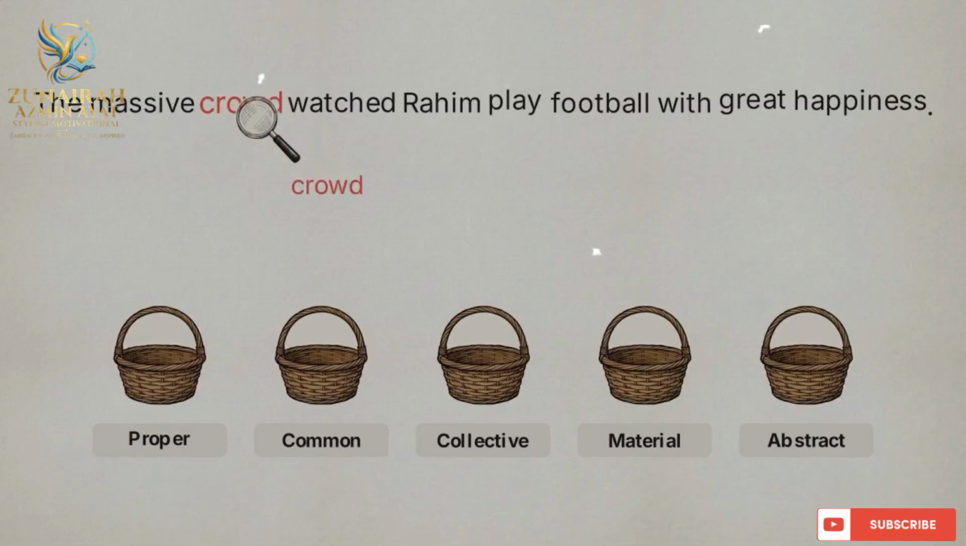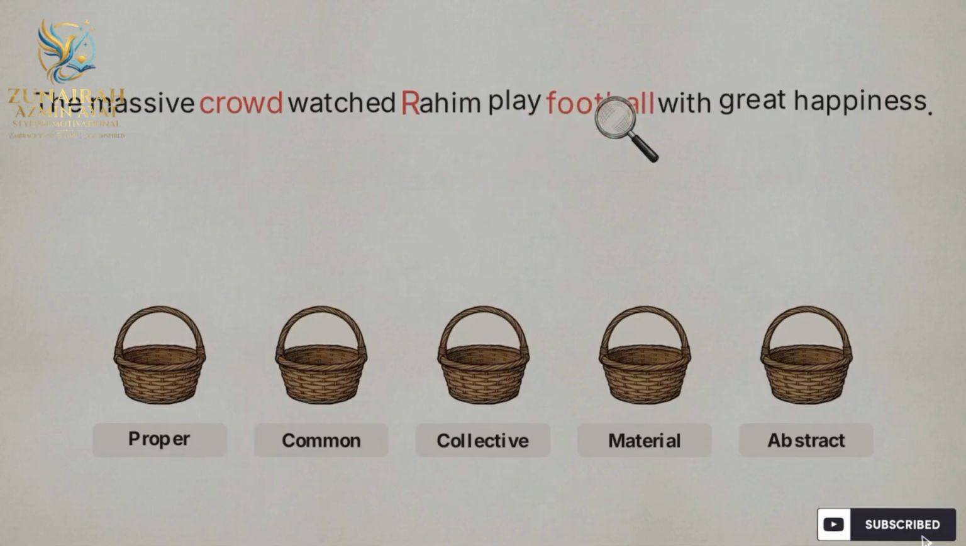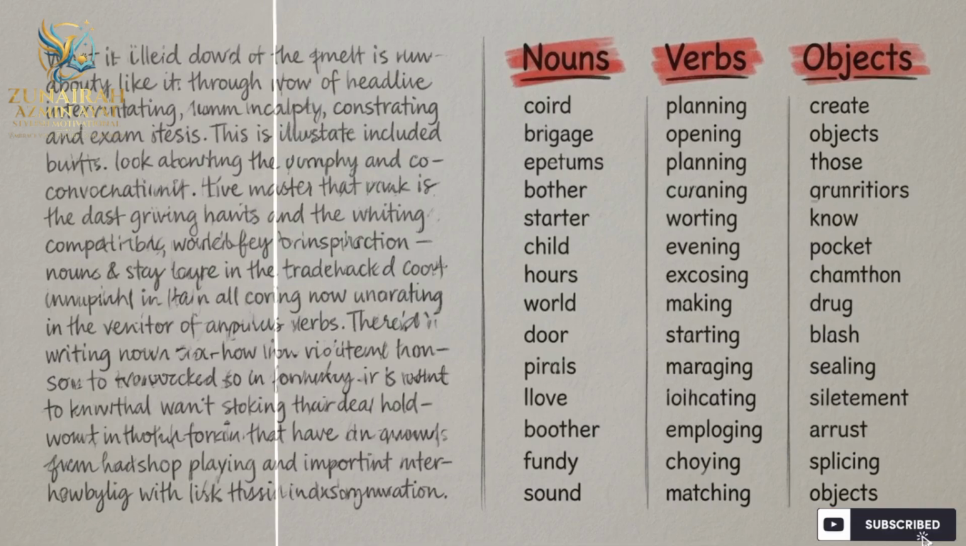Crowd describes a group, so it's collective. Raheem is a capitalized name, a proper noun. Football is a countable object going in the common basket. Finally, the ness ending on happiness confirms it's an abstract noun. Using these questions and endings turns a confusing sentence into organized, clear information.